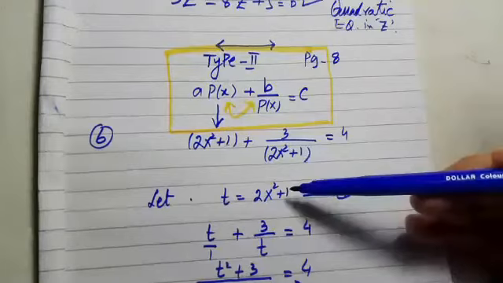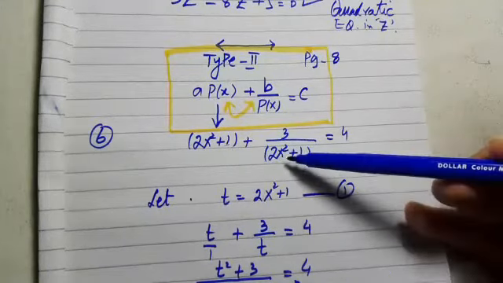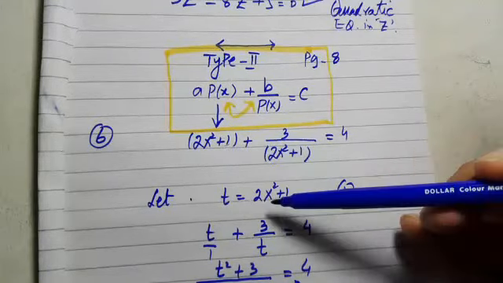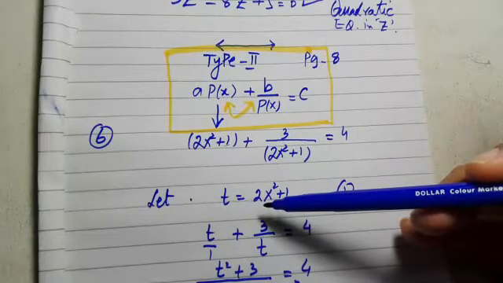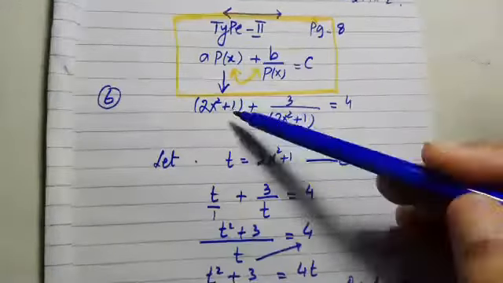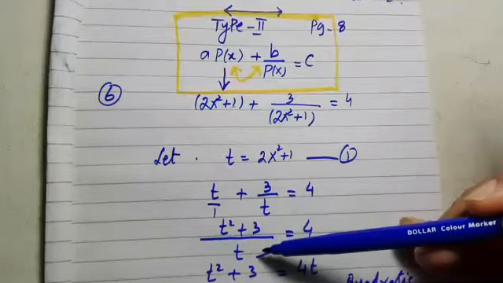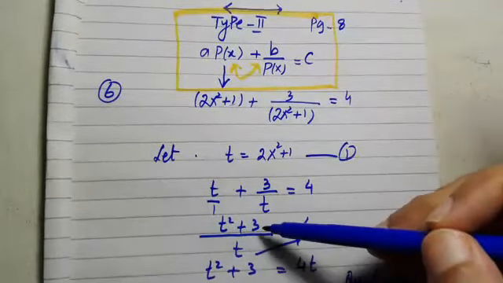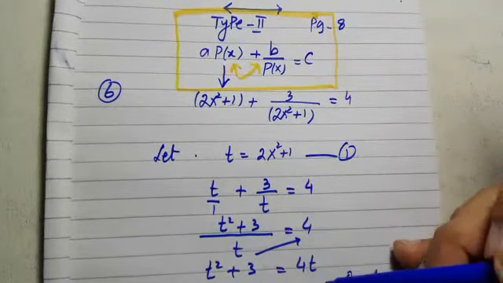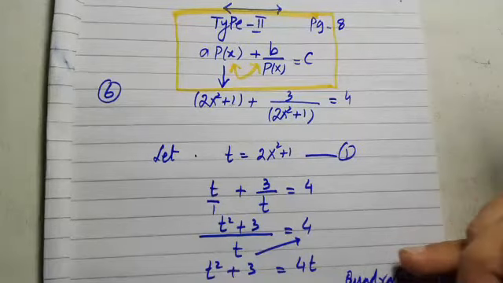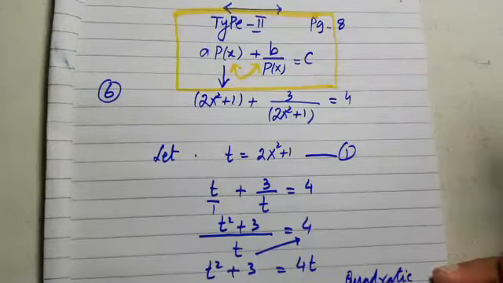So you will substitute one of the terms, either this one or this one, as another variable like t, for example, in this question. Once you substitute it, you will take the LCM and then solve it. So t square plus 3t will be cross multiplied, and t square minus 4t plus t, this is a quadratic equation in the variable t.